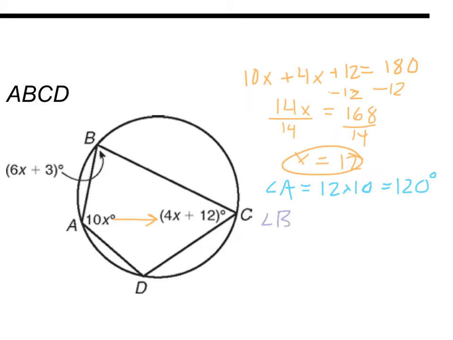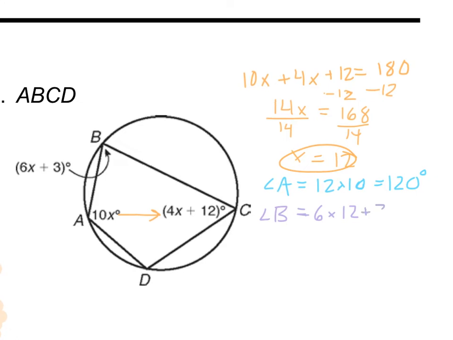For angle B, we have 6 times 12 plus 3. 6 times 12 is 72. 72 plus 3 is 75. Next, for angle C, we have 4 times 12 plus 12. 4 times 12 is 48. 48 plus 12 is 60.